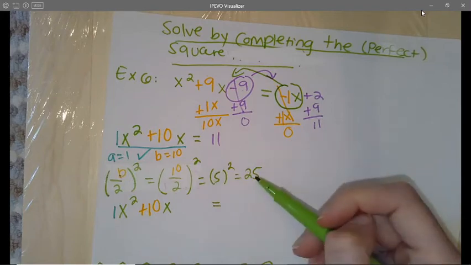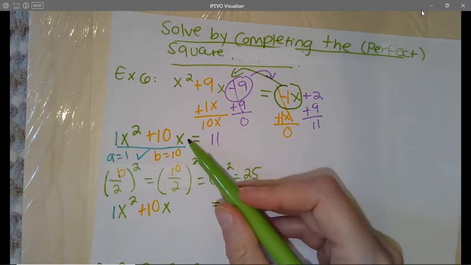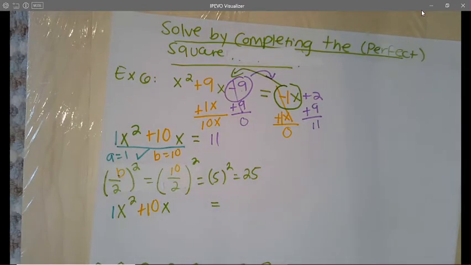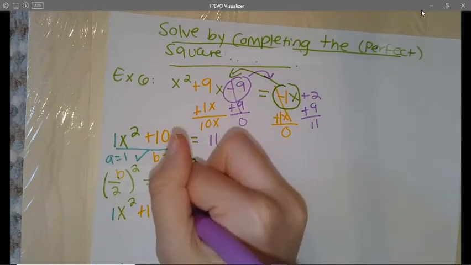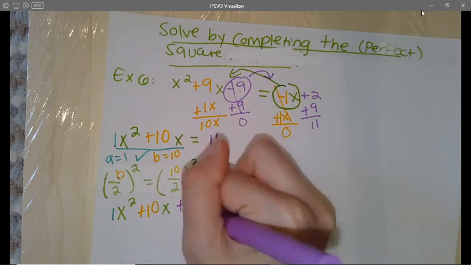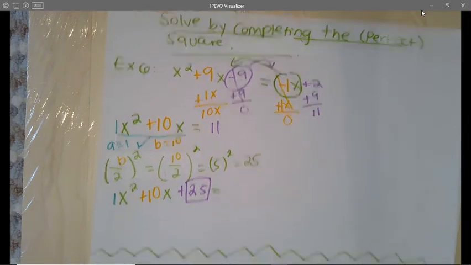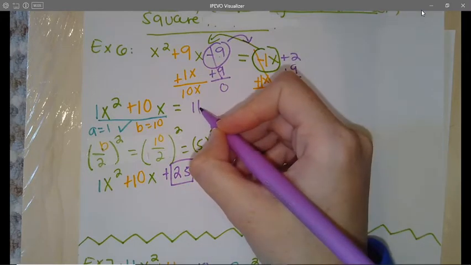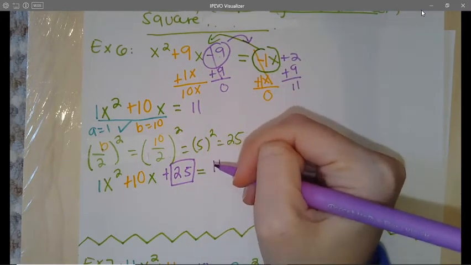And then I end up with a 25, and I'm going to add it to my quadratic that I currently have, so then it will be a perfect square trinomial. So I'm going to add 25. Okay, this is the brand new term that I'm going to add to make sure that this is a perfect square trinomial. And then on the other side, I'm going to bring down this 11 because it's already there.